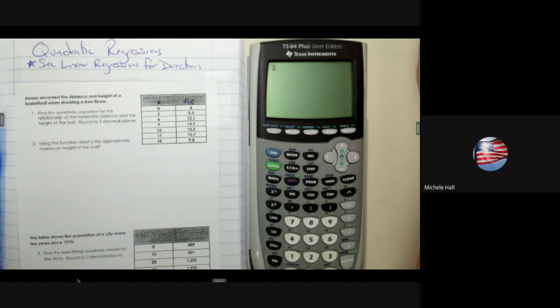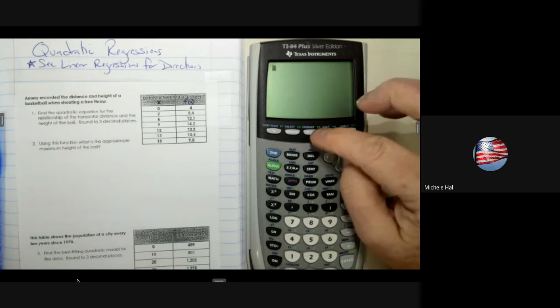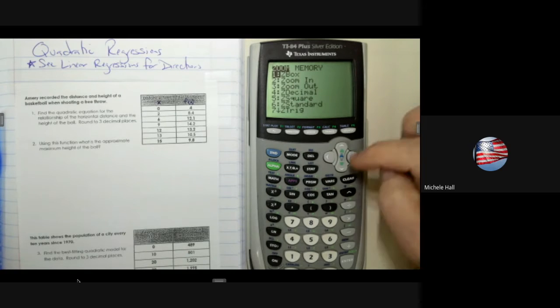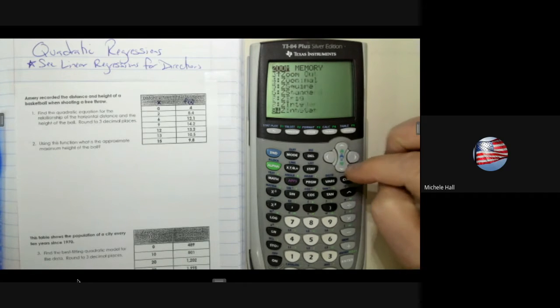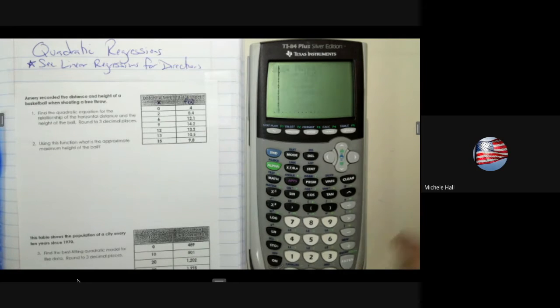The next thing that we are going to do is we want to look at the statistics. So we're going to go to Zoom, and number 9 is Zoom Stat. Zoom in on your stat. There it is. Now I would like to create an equation of this. And it's a quadratic. We can see that it's got a parabola shape to it.